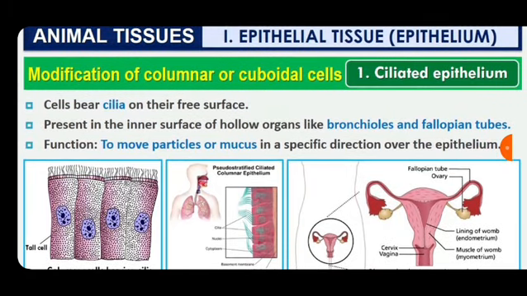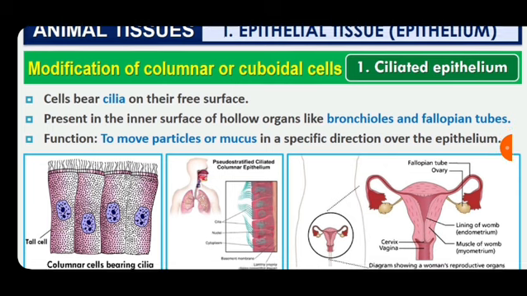Ciliated epithelial tissue shows the presence of cilia-like structures on its free surface, which are present on the inner surface of the bronchioles as well as the fallopian tubes. What is the role or function? Due to the presence of cilia, particles and mucus are moved along, and the passages are protected.